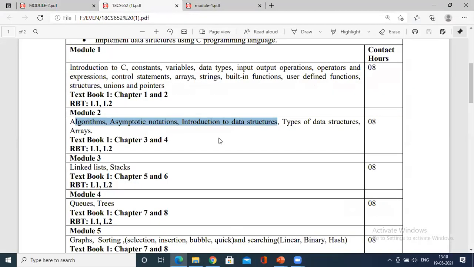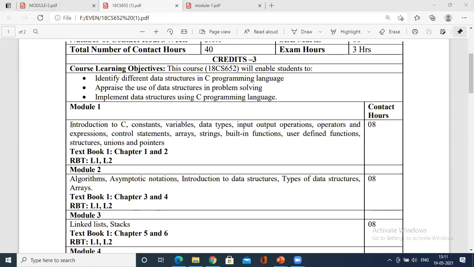Somehow in the syllabus, what I have done, the types of data structures are not touched yet. Arrays, I showed you yesterday: what is a single dimensional array, how do you insert an array element and how do you delete. We have not yet completed it, and we need to go ahead with this also.